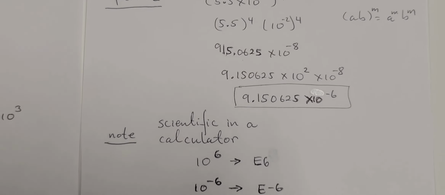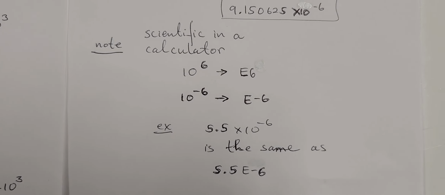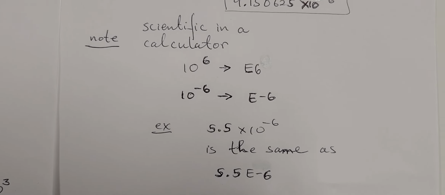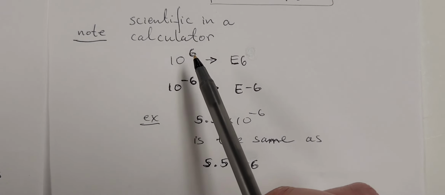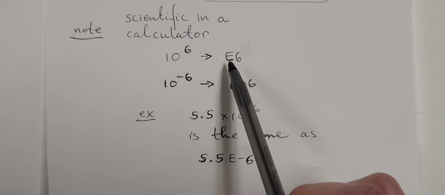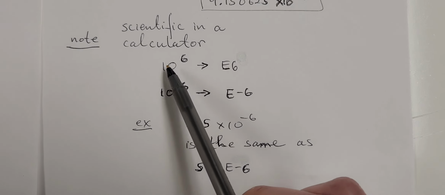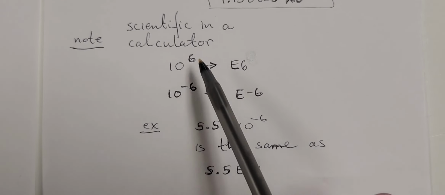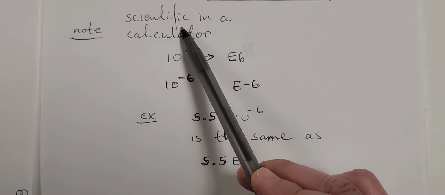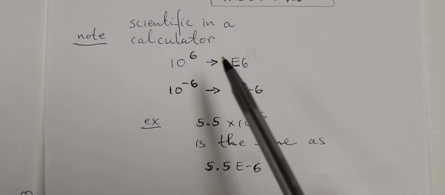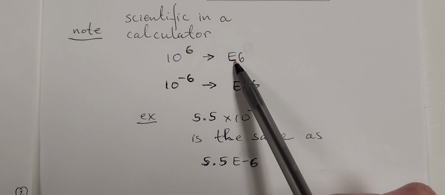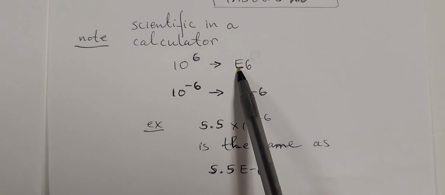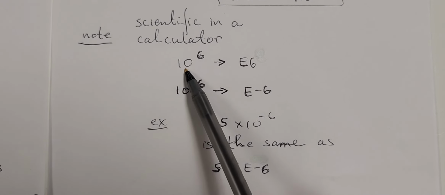Okay. Next, I want to make a note on scientific notation in a calculator. So in your calculator, sometimes you see this letter E. This letter E represents this 10 in scientific notation. Okay, so when we handwrite scientific notation, we use the 10. But in your calculator, it will say E. So do not be confused. What is this letter E? This letter E represents this 10 in scientific notation.